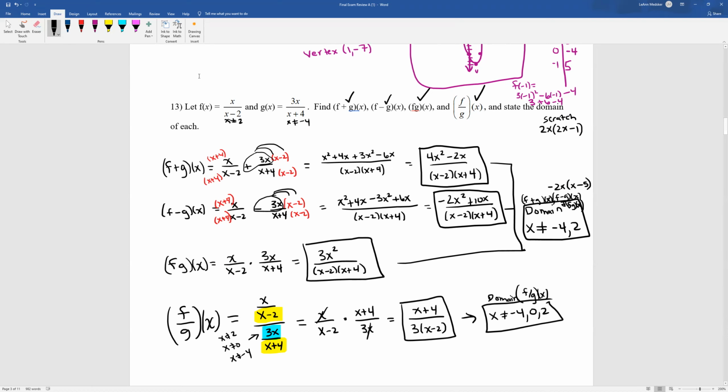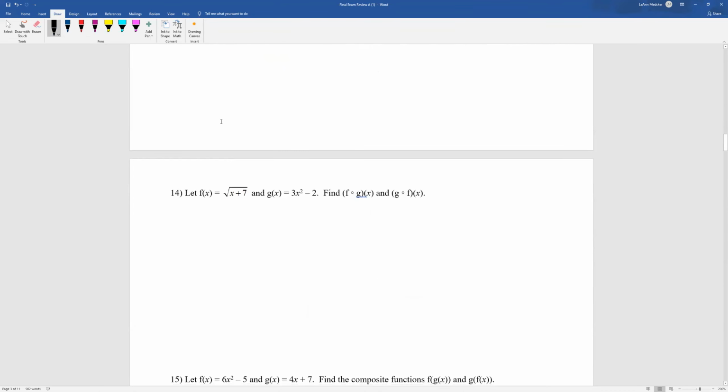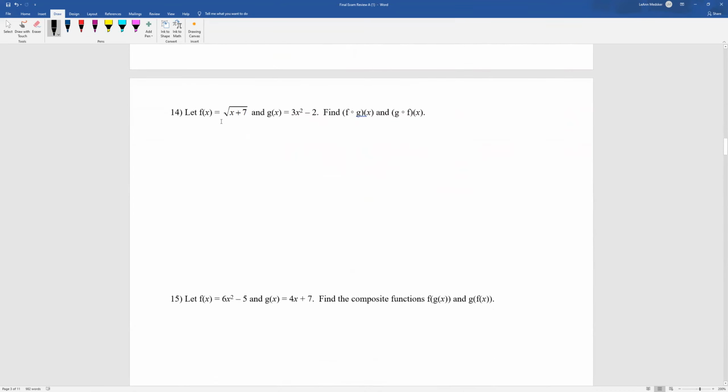Okay, let's move on to number 14. Now, number 14 and 15 are similar. It's just they don't tell you exactly what you're doing in both of them. This one's very specific and it says composite functions, f with g inside and g with f inside. But that's what this symbol means as well. This open circle is not a times symbol. If it was times, we would just put them side by side. This is a composition symbol.